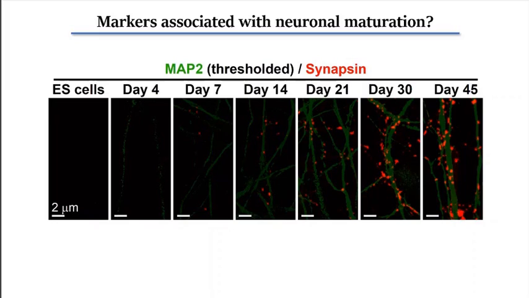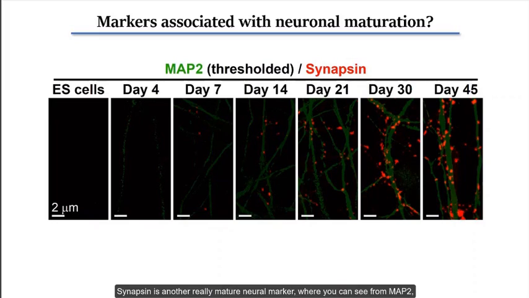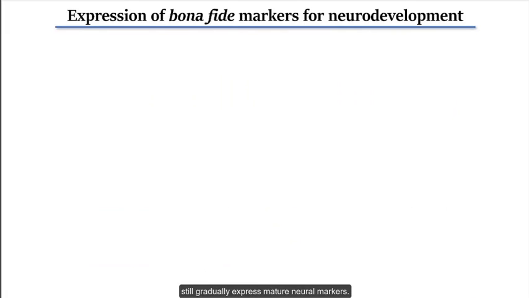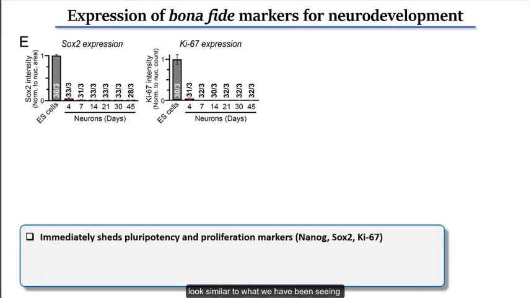Sodium. So at the same time, synapsin is another really mature neural marker. As with MAP2, the synapsin protein is also getting a punctate distribution, and the expression level is going up and up. So these reprogrammed human neurons gradually express mature neural markers as well. This slide will be a bit crowded, but on purpose, to give you a full picture of all the marker expression in these cells, and hopefully I'll be able to convince you that the kinetics of the cells look similar to what we have been seeing in development.